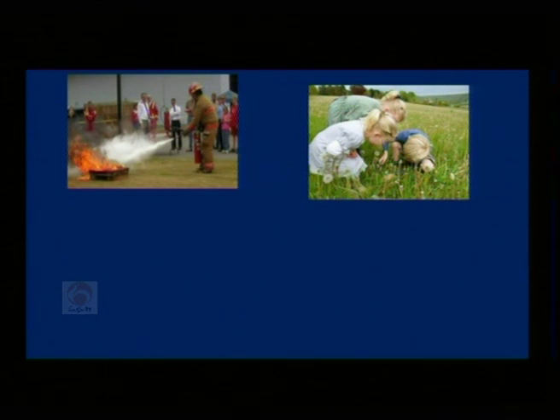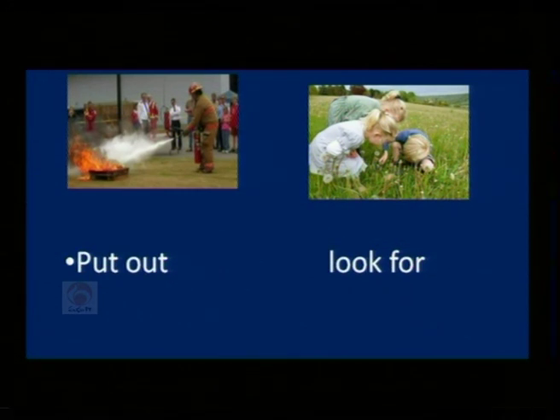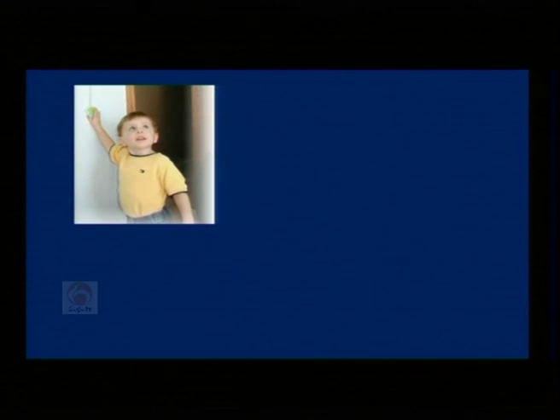I'll show you some pictures now. What is that? Put out. Are you sure? Yes, ma'am. Okay, look at the next one. Look for. Are you sure? Yes, ma'am. Let's ask a computer. The computer says they are right answers. Put out, look for.